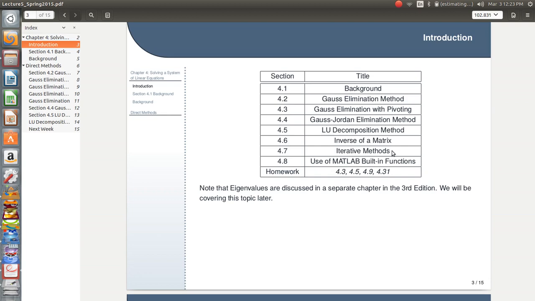matrix. Please note that if you have the second edition of our textbook, this chapter actually covers eigenvalues and eigenvectors. However, in the third edition, which is the official for our class, this is moved to a different chapter, so we will be covering that topic later on in the course.